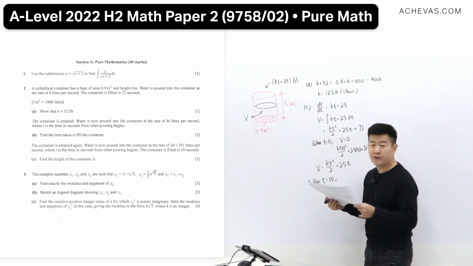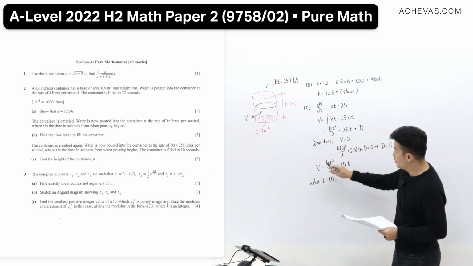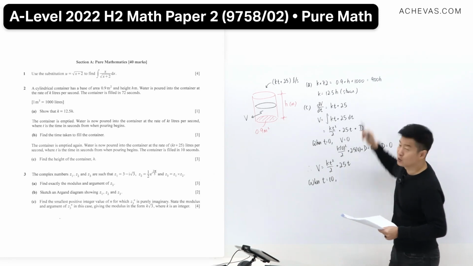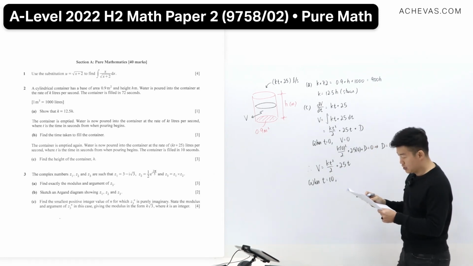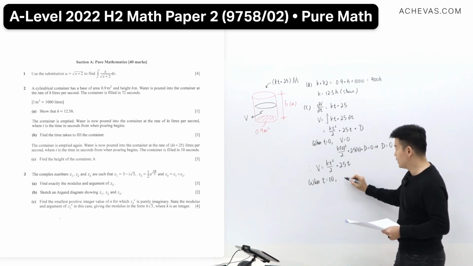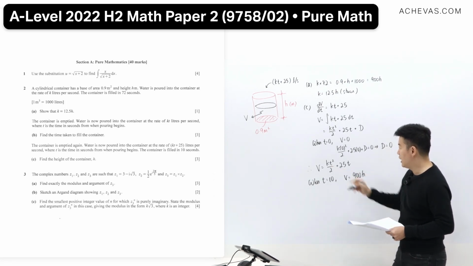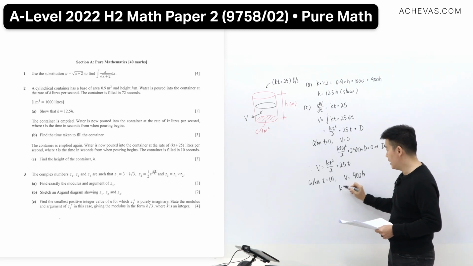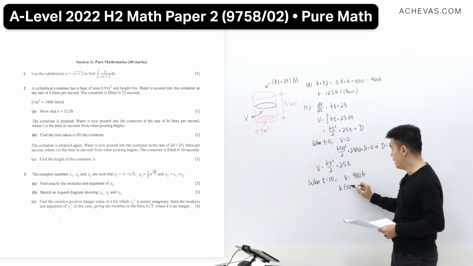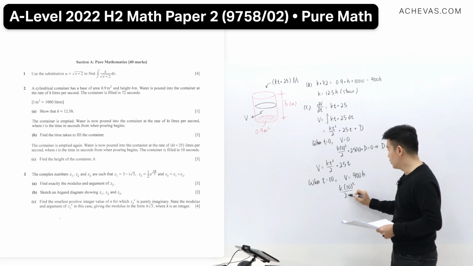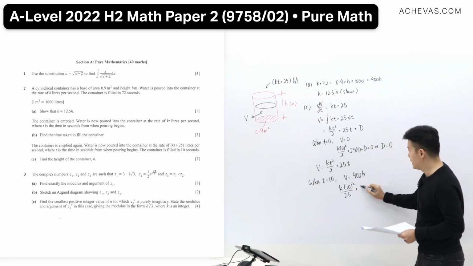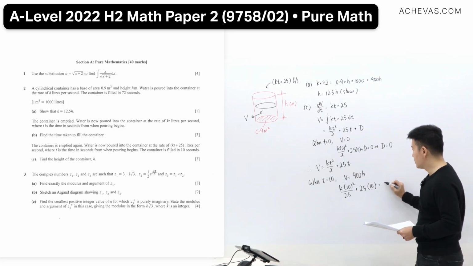And when t is equal to 10 seconds, according to what the question says, the container is going to be filled. And for the container to be filled, the capacity is equal to 900 H. So when t is equal to this, v is going to be equal to 900 H. And that will be k, t is 10 squared over 2 plus 25 times 10, which is equal to 900 H.